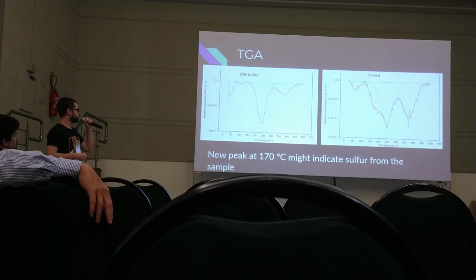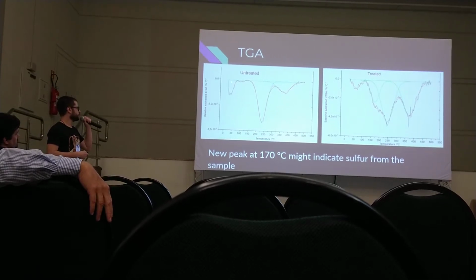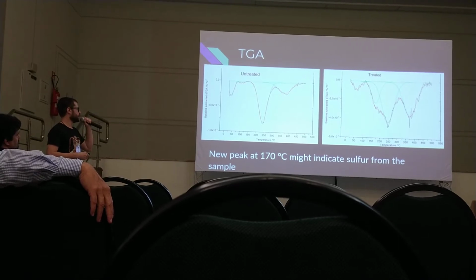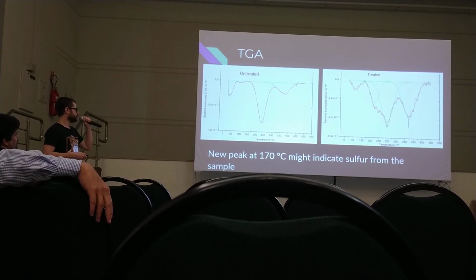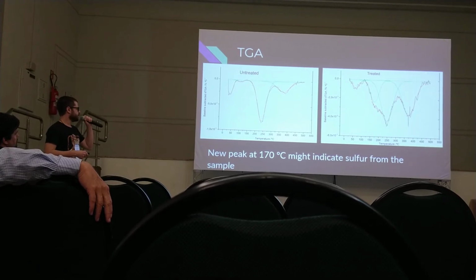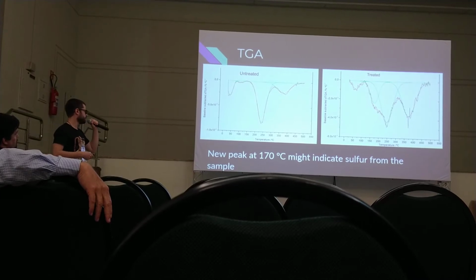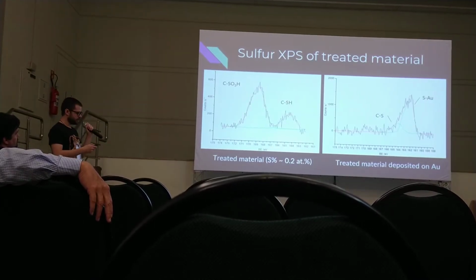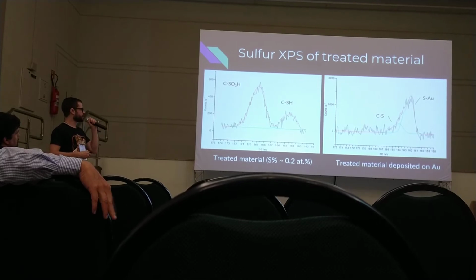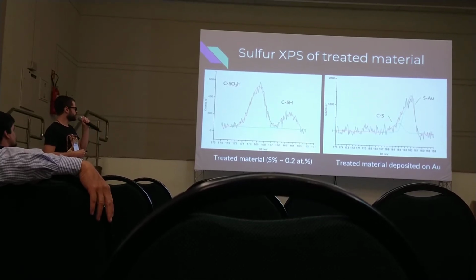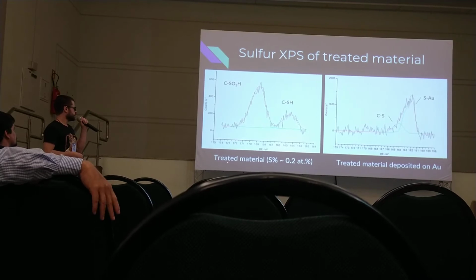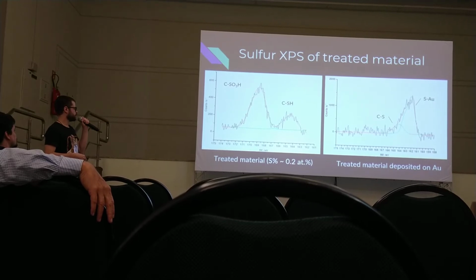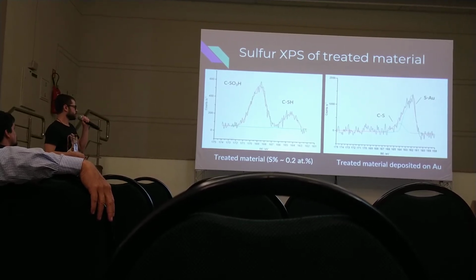The DTG curve, the differential one, in the untreated material consists of three main peaks, and the treated one has the same three peaks, but it has a new one at 170 degrees Celsius, which might indicate release of sulfur from the sample. And to better study the sulfur inserted, we did a sulfur XPS of the treated material, and the XPS gives us a percentage of sulfur of 0.2% atomic, which is quite good.